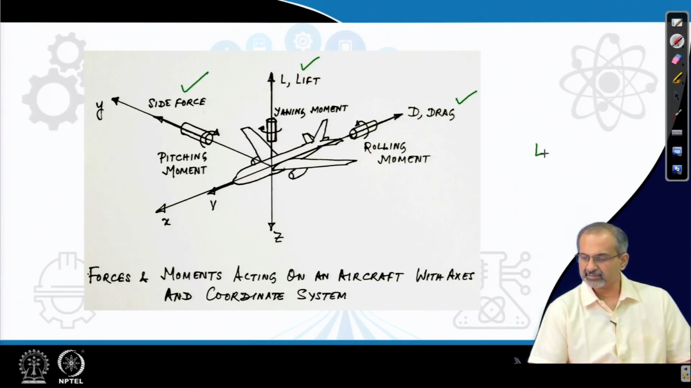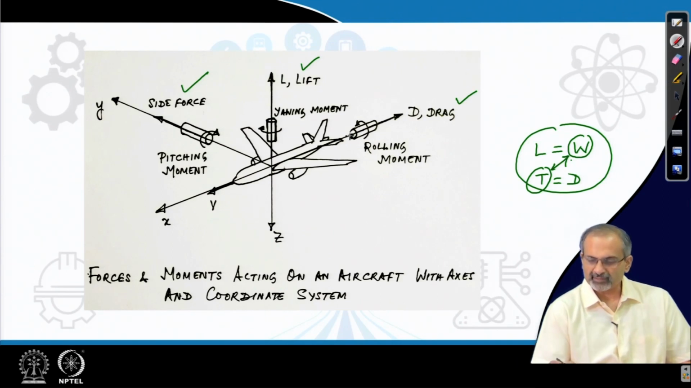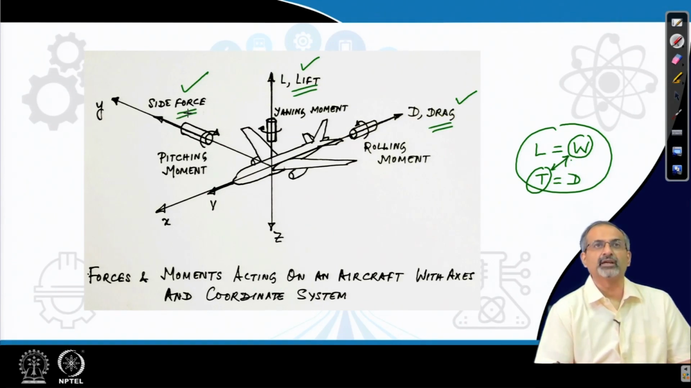Remember that incidentally lift is equal to weight, and thrust is equal to drag in steady level flight, where the weight and the thrust are not having direct aerodynamic roots. We are considering lift, drag and side force for that.